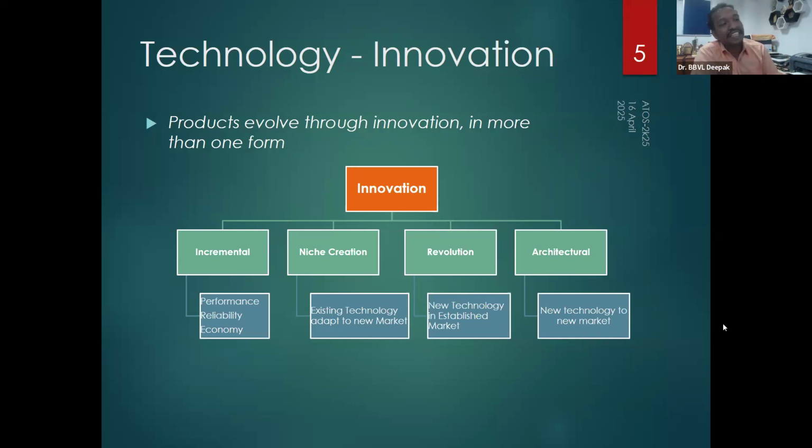And the second one is niche creation. This niche creation is about the existing technology. The technology already exists, and now we are at Industry 4.0 or Industry 5.0. How will this technology be adapted to a new market? Here the market does not exist, but we are coming to a new market. Such innovations in the product should be given, especially AI driven products.